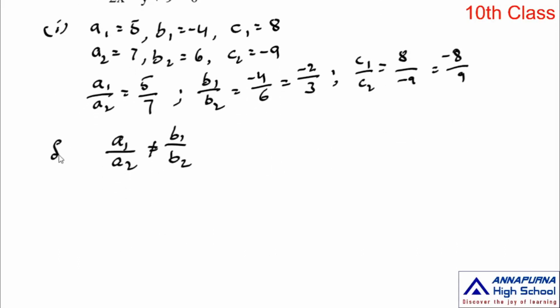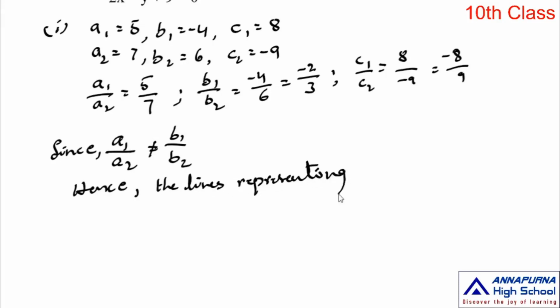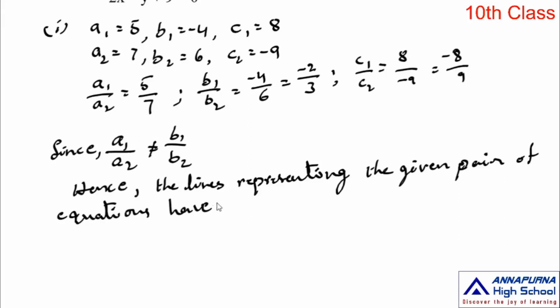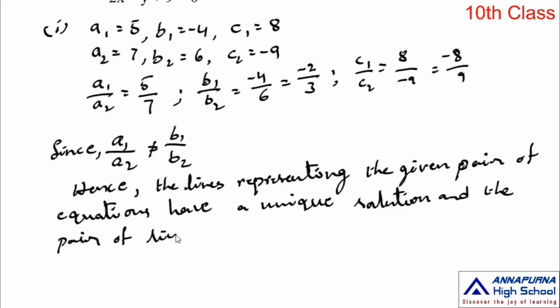Since a1 by a2 is not equal to b1 by b2, hence the lines representing the given pair of equations have a unique solution, and the pair of lines intersects at exactly one point.